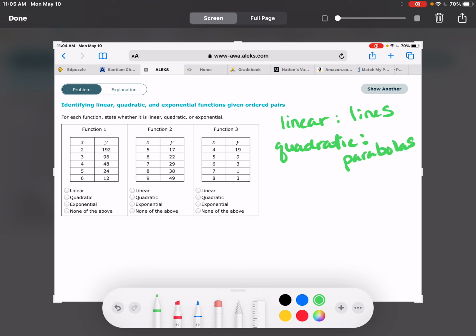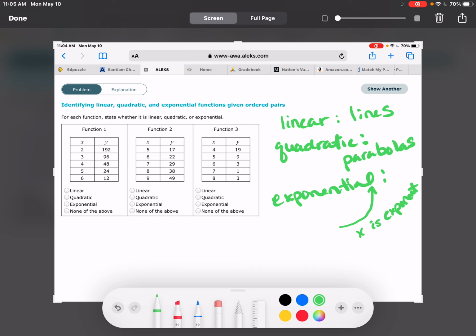And then exponential functions make this exponential growth curve like that. That's where we have x as the exponent. How we can identify this is pretty nifty.